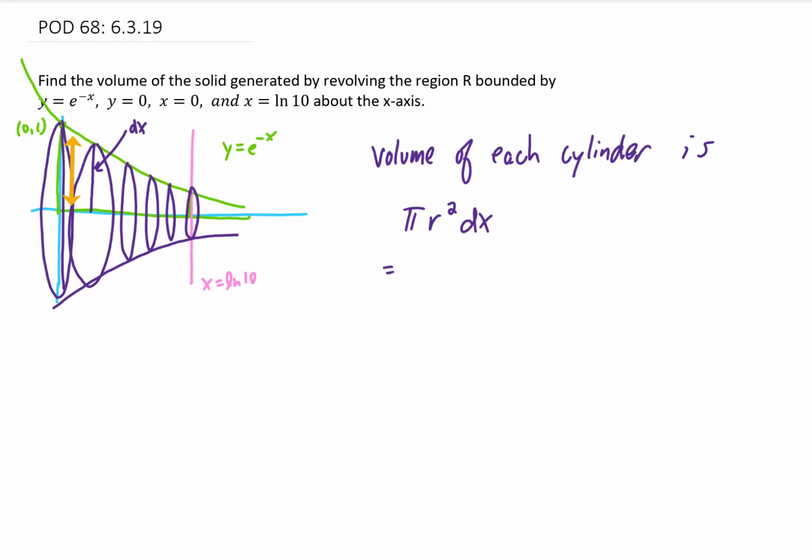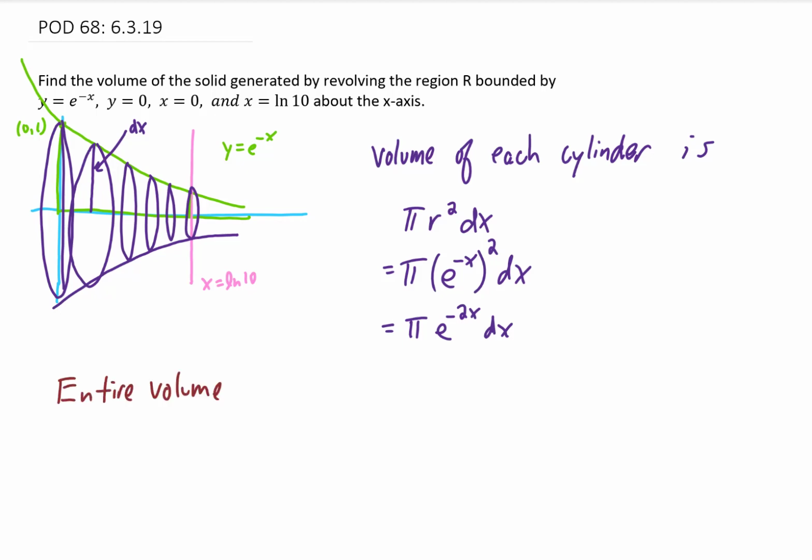Well, the radius of each one of these little circles is given by the value of this green function, e to the negative x. So our radius is going to be e to the negative x. So the volume of each one of our thin cylinders is going to look like pi e to the negative 2x dx. If we want to find the entire volume, what we have to do is add up the volumes of each one of those little tiny cylinders. The way that we do this is we take an integral. We're going to integrate from x equals 0 all the way over here to x equals the natural log of 10, and we're going to integrate pi e to the negative 2x dx.